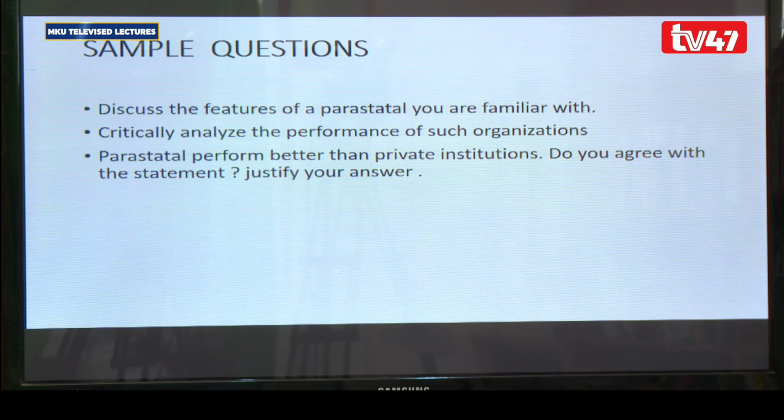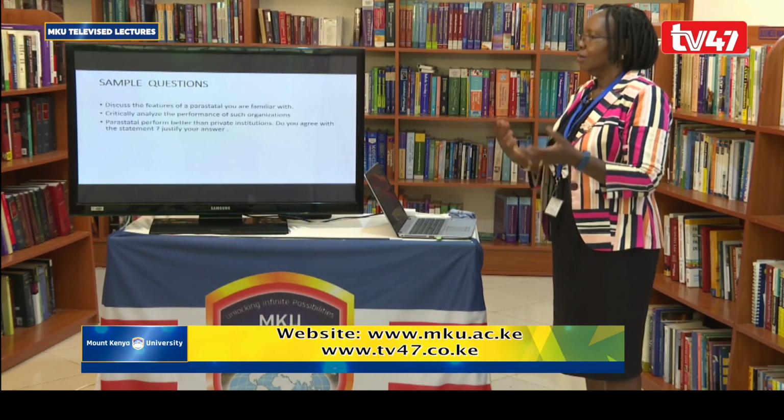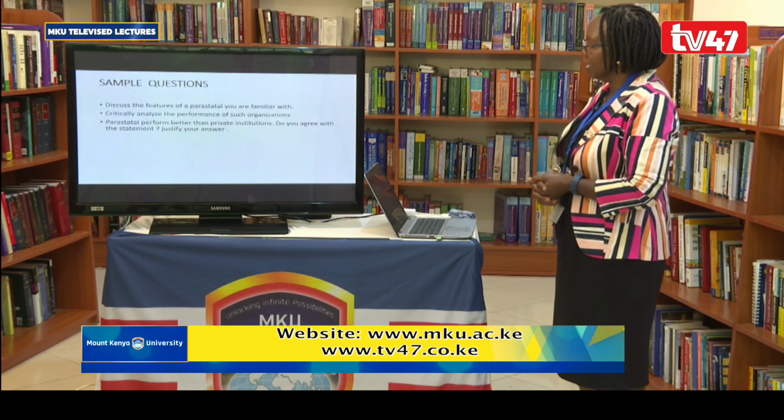We come to the end of our lesson 4 for today. And again, these are the sample questions that I want to leave you with. I want you to discuss the features of parastatals that you are familiar with. Try to analyze what makes them perform the way they do. And critically analyze the performance of such organizations. Then there is a statement that I'm asking you either you agree with or you disagree, and you give a justification to your answer. I've said, parastatals perform better than private institutions. Do you agree with the statement? And if you do, or you don't, you justify your answer.